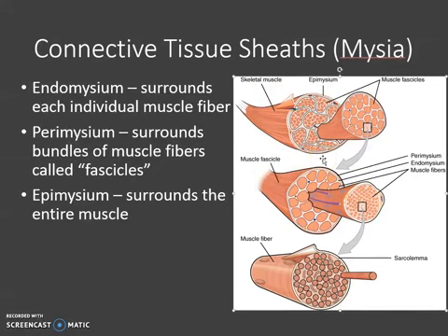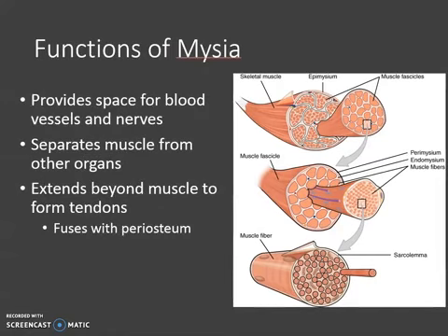Now, these connective tissue sheaths provide a lot of different functions for the skeletal muscle itself. It provides a space for blood vessels and nerves, because every single muscle cell needs to have access to a nerve in order to be stimulated, and it needs access to blood vessels so that it can get the nutrients it needs to make ATP, which is the energy molecule that the cells use in order to produce the contractions. So that connective tissue gives a space for those blood vessels and nerves to get to every single skeletal muscle cell.